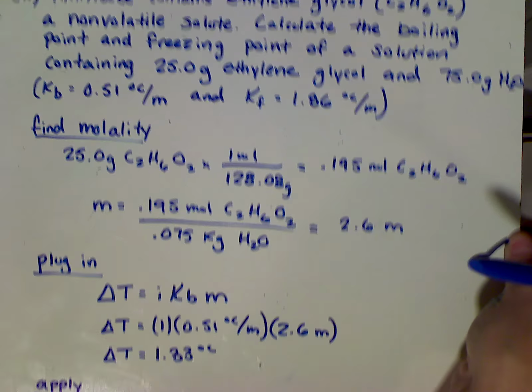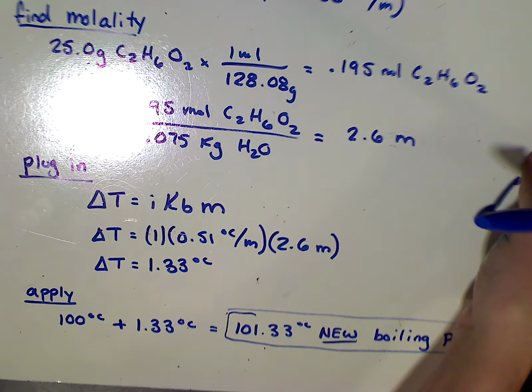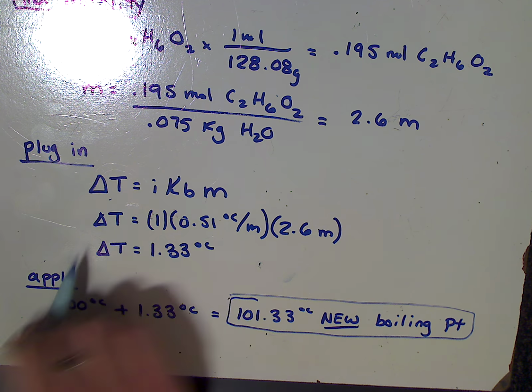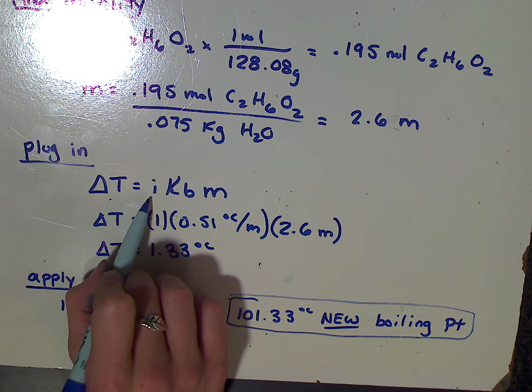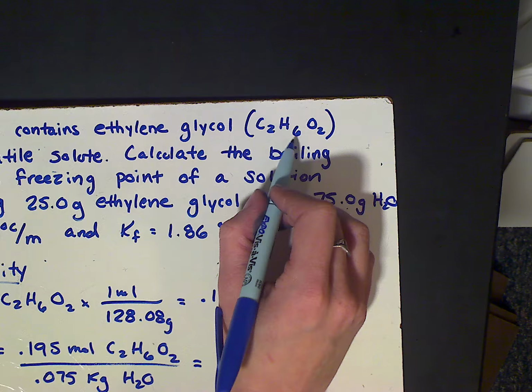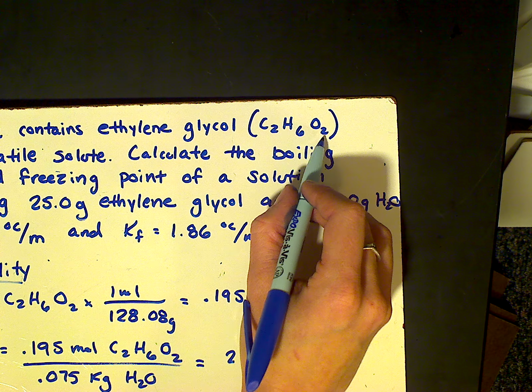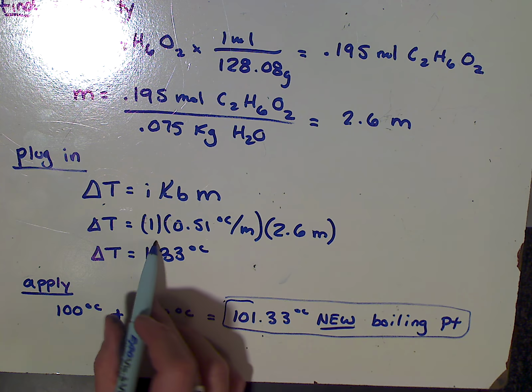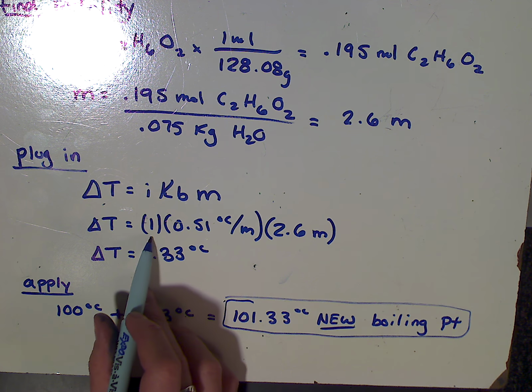And then we plug it in. That's the next step. We plug into our formula. So here is our formula, delta T equals i times Kb times m. The Van Hoff factor: ethylene glycol, if you take a look at it, is a covalent compound. So if it's covalent, it's going to have one little particle floating around. It doesn't separate into ions, so our Van Hoff factor will be 1.